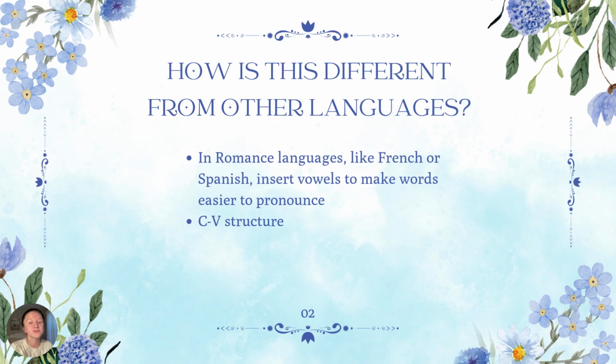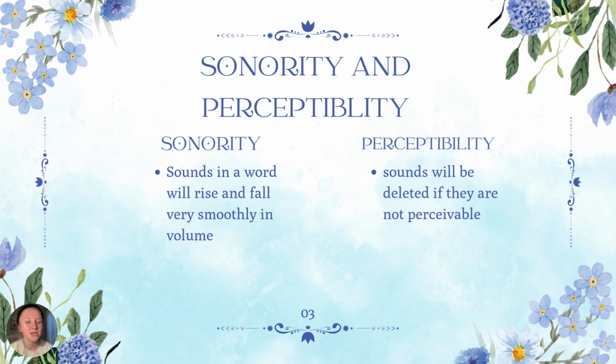So the next reason was the CV structure, which is consonant vowel. In a lot of other languages, there's kind of a rule to have consonant and then vowel in a word, and sometimes it's ignored, but usually they pretty much stick to that rule. We don't really have that specific of a rule for consonant clusters in English. We just kind of let them be.